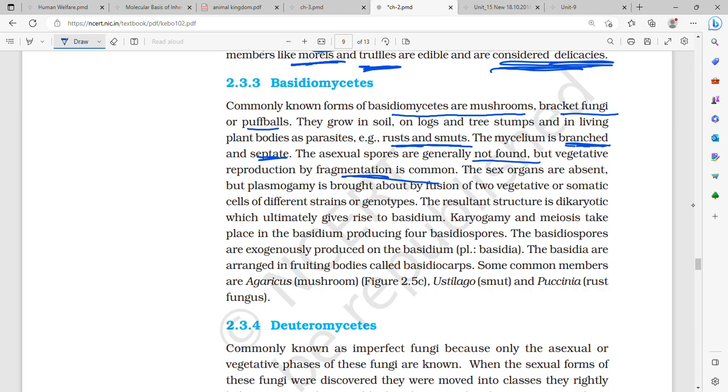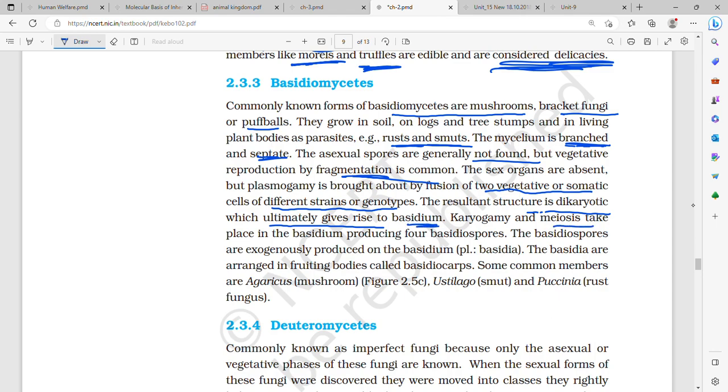The sex organs are absent, but plasmogamy is brought about by fusion of two vegetative or somatic cells of different strains or genotype. So asexual spores are not there, sex organs are absent, vegetative reproduction is there, that is fragmentation. That is, their protoplasm fuse and plasmogamy occurs. The result is a dikaryotic stage, which ultimately gives rise to basidium.